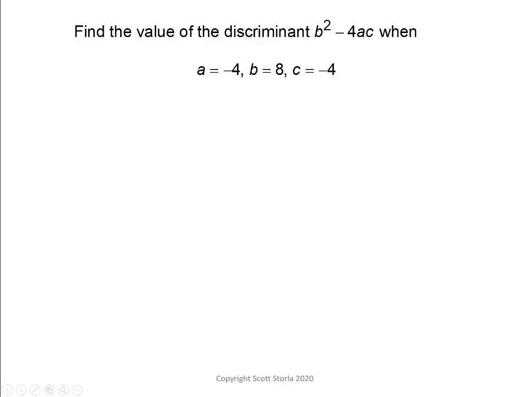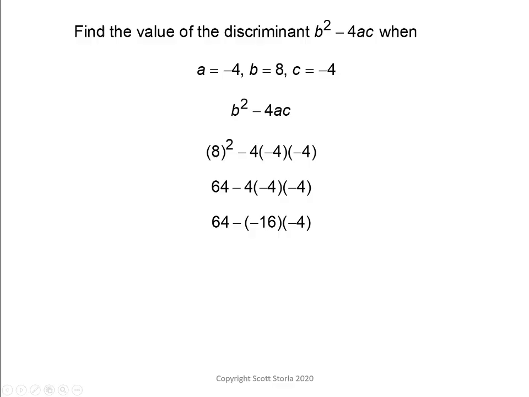Try this one. After replacing values for b and a and c, we'd begin by finding the second power of 8, which is 64. Then multiplying left to right. 4 times -4 will be -16. -16 times -4 will be +64. And the difference will be 0.